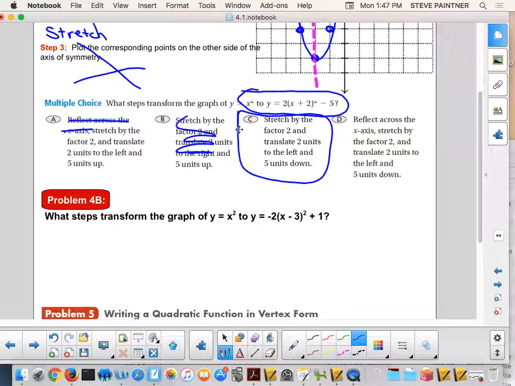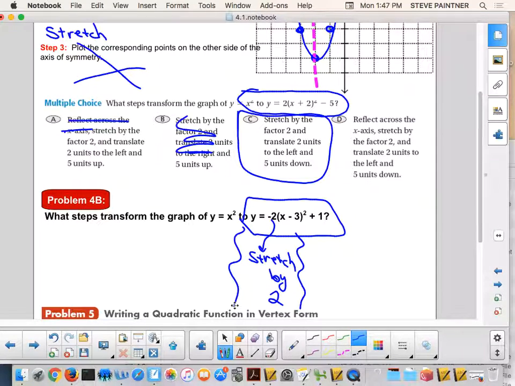Read that equation right here and tell me what this does to your parent. Who wants to say the first thing that you can see? Go ahead, Taylor. Okay, he takes the 2, says it's a stretch. Stretch by 2. You're right. This negative in front means something else. What's that mean? It means it goes down. That's your reflection. So guys, the 2 meant stretch, negative meant reflect. Reflected over x-axis.